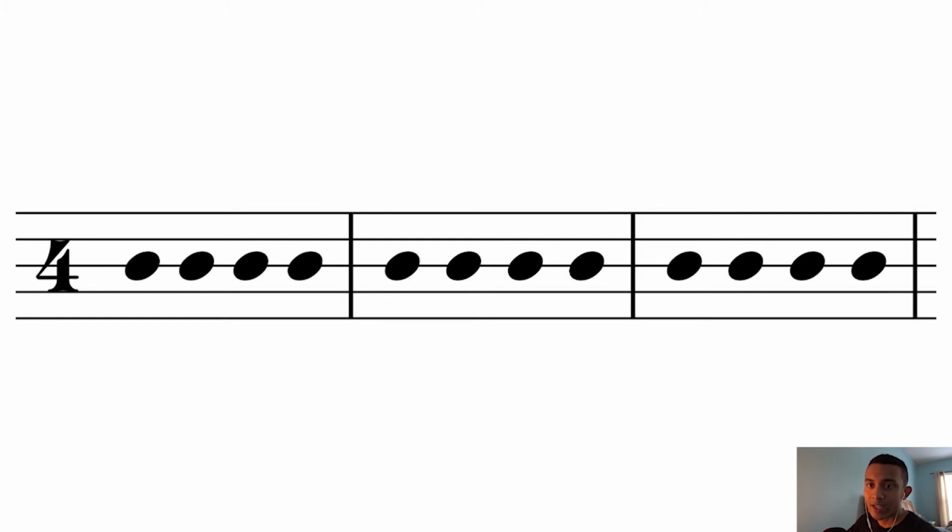So now as we can clearly see, the measures are separating the groupings of notes. So 1, 2, 3, 4, measure line, 1, 2, 3, 4, measure line, 1, 2, 3, 4. And also, as we can clearly see, the time signature dictates how the groupings will be set up, how the measure lines will be set up surrounding the groupings of the beats.